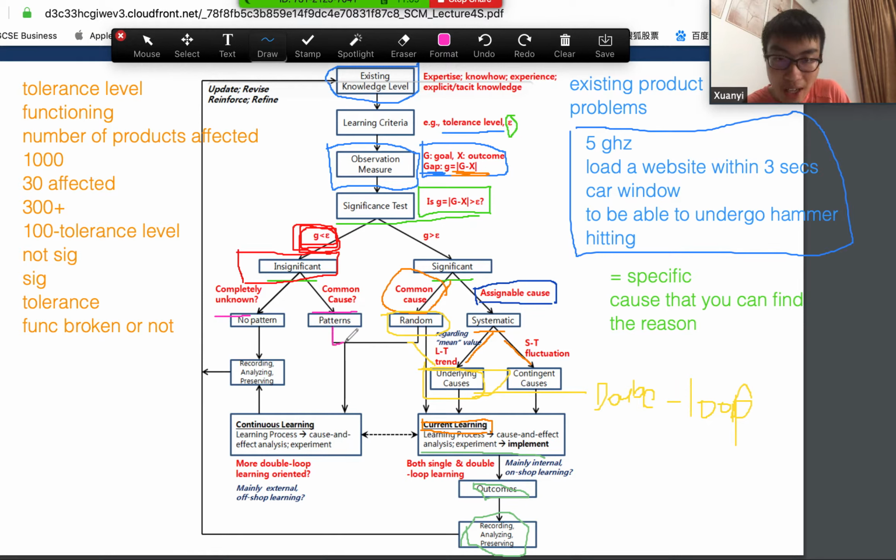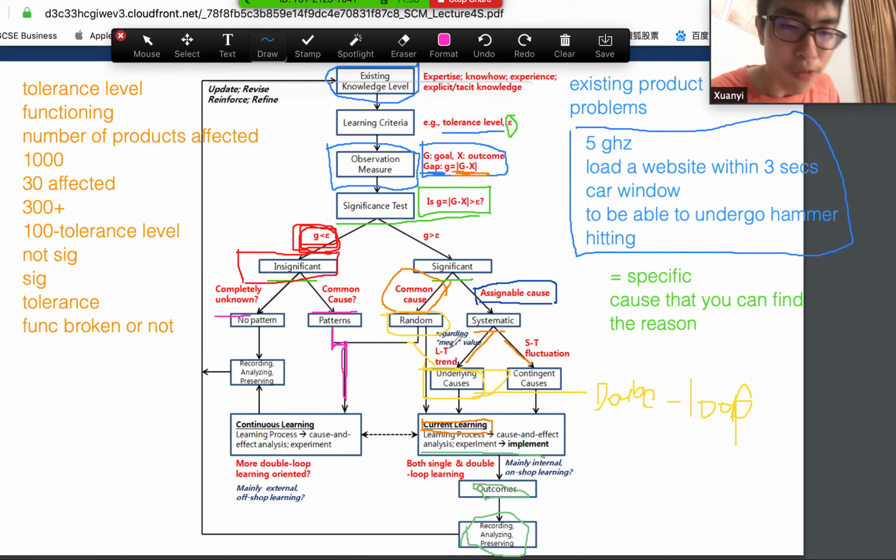So we try to identify its pattern, and then we'll conduct what we call continuous learning, which can also be cause and effect and experiment. So this is more about double loop learning, because since it is insignificant, we try to use double loop learning. I wouldn't say double loop learning will be the only one applied, but maybe single loop learning will apply, but definitely more double loop learning will be oriented, especially if there's a common cause and it shows some kind of pattern.